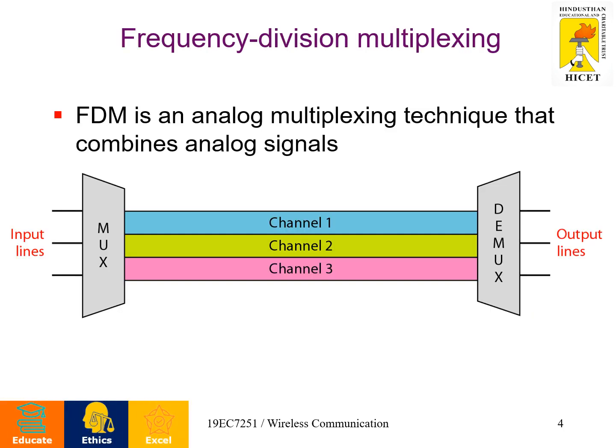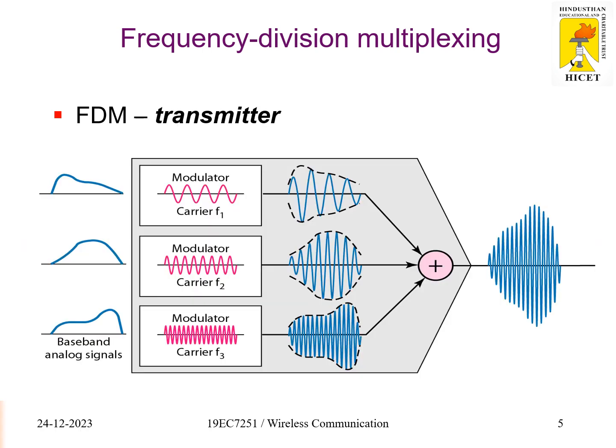Frequency division multiplexing. Three different channels are used for three different data streams. Here it is three input lines. Each data stream is used three different channels by means of three different frequencies. So different frequencies are allocated for each channel and it is demixed in the receiver.